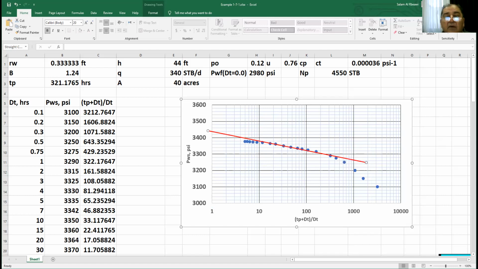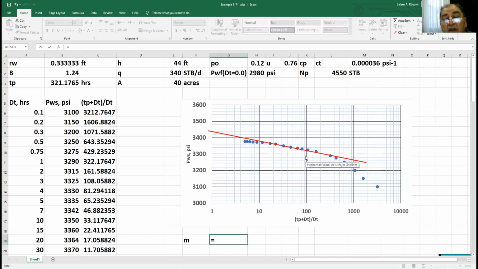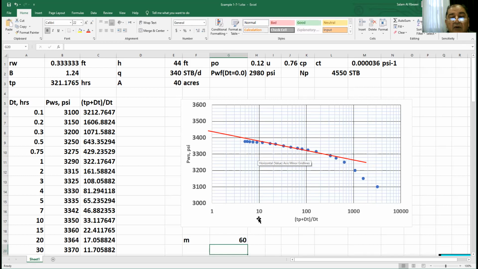As you know, we need to calculate what? We need to calculate M, and M is what? The slope. So the slope in this case will be what? Let me see, for 100, it is 3,320. Or let me start from 10. So 3,308 minus 3,020. So this is our slope.